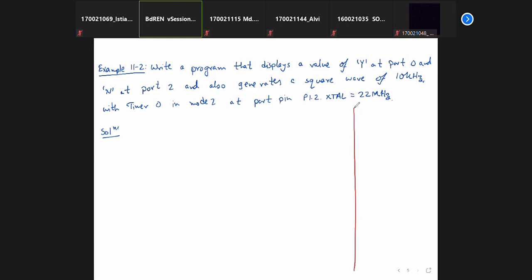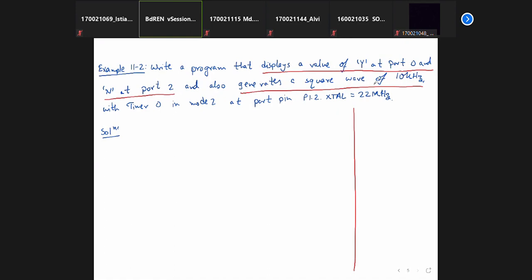So if you think MuC is doing 3 tasks, that means one of the tasks is displaying a value of y at port 0. Another task is displaying the value of n at port 2 and generating a square wave of 10 kilohertz. Or you might combine the previous 2 tasks together, like displaying a value of y at port 0 and n at port 2, because these two belong to the same class of problem.